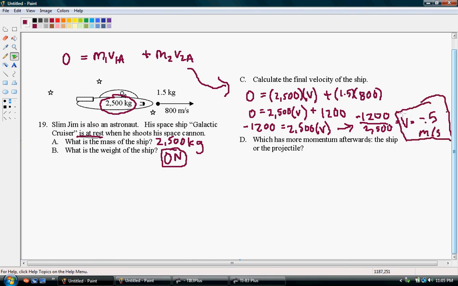Okay, and it makes sense that it's moving backwards since the cannonball is moving forwards. If we have a net momentum of 0 before, we're going to have a net momentum of 0 afterwards. So if the momentum of the cannonball is 1,200 kilogram meters per second, the momentum of the spaceship has to be negative 1,200 kilogram meters per second. The reason that the velocity is so much less is because the mass is so much more. So which has more momentum afterwards, the ship or the projectile? They're the same. They're equal and opposite.